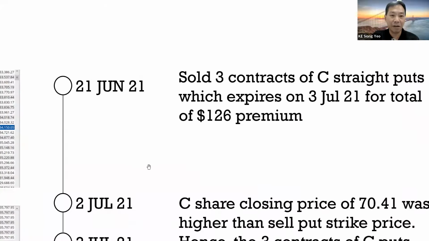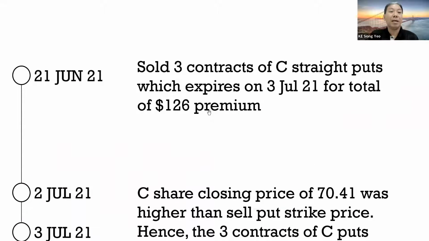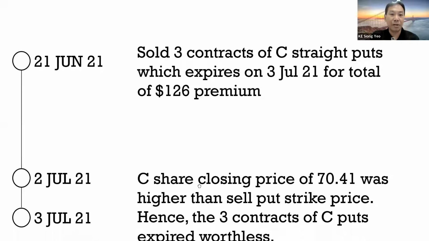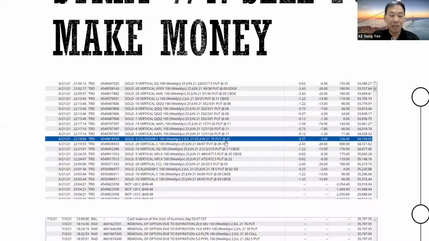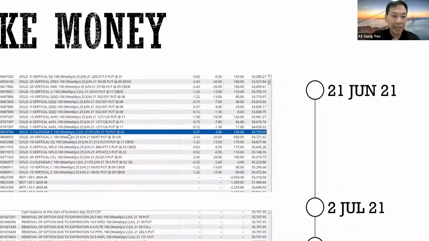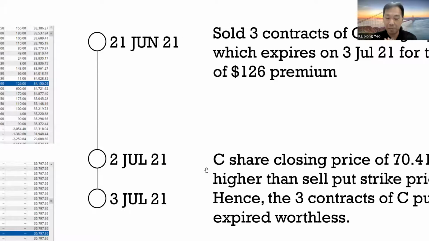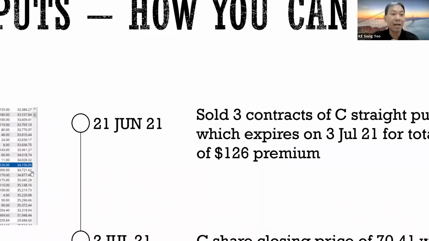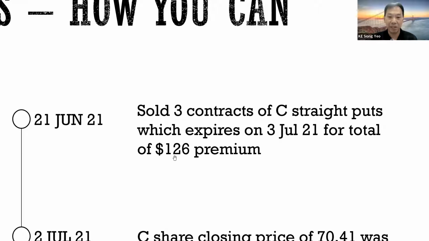Now, let me orientate you to this. Of course, this is historical. On 21st of June, I sold 3 sell put contracts for this stock called Citigroup, which expires 2 weeks later. The contract that I entered was at the strike price of $70, meaning to say, on expiration date on 2nd of July, as long as Citigroup share price does not drop below $70, my option trade, my position is safe. It will expire worthless. Whatever premium that I collected on this day, which is this amount, $126, is mine to keep forever.